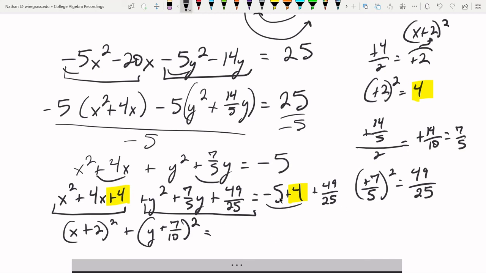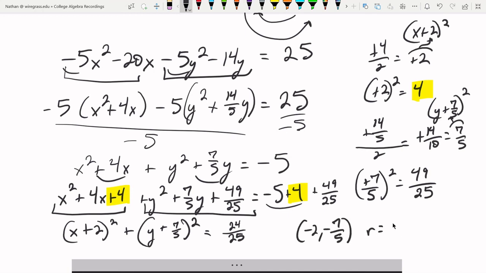We still have this negative 5 plus 4. Of course, it's going to change this one. It's now going to be y plus 7/5 squared, and it's going to be negative 1. Negative 1 is the same thing as negative 25 over 25. Negative 25 plus 49 is going to be positive 24 over 25. And so we can see that the center is at negative 2, negative 7/5.